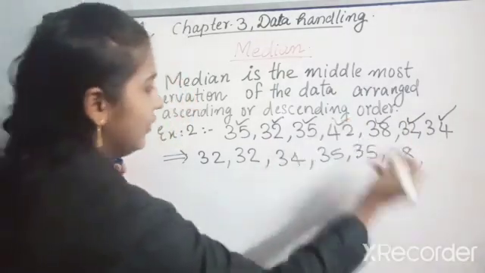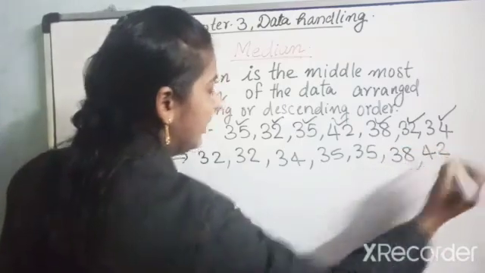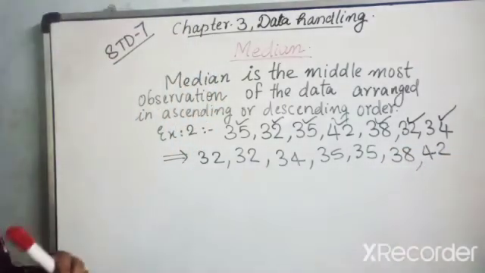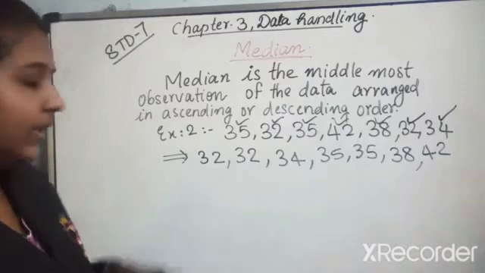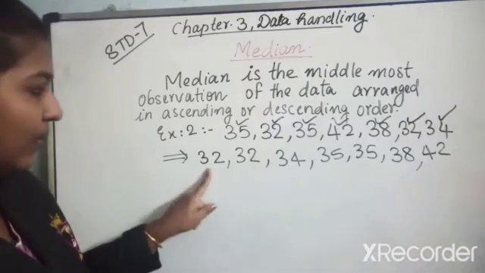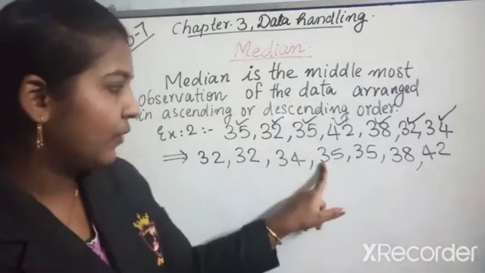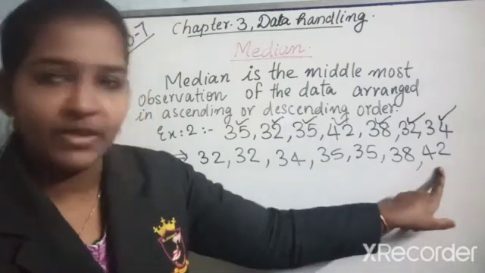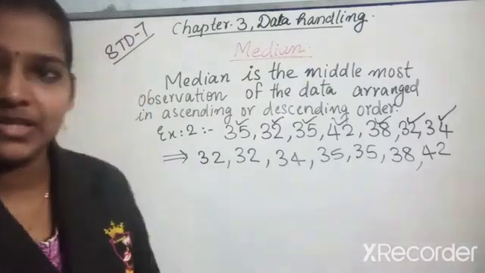Then after that 42. Right. We arranged all the numbers here. Now look, how many numbers are here? 1, 2, 3, 4, 5, 6, 7. Okay, 7 numbers are given here.